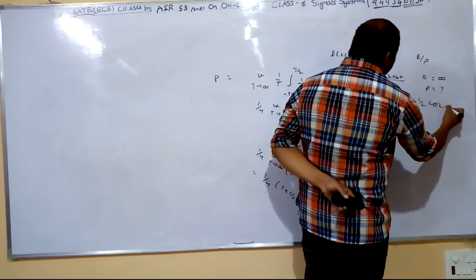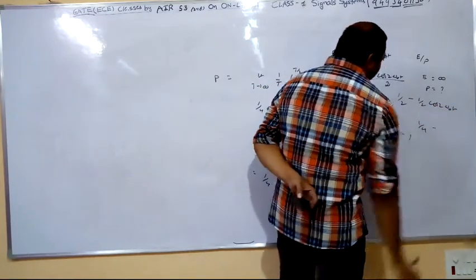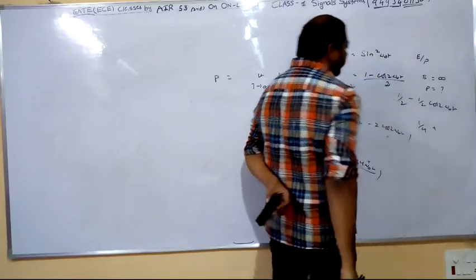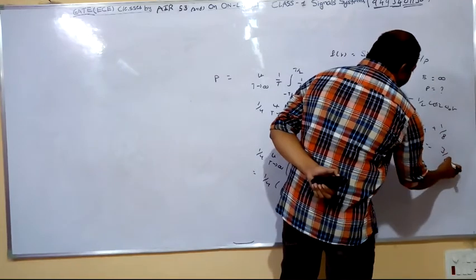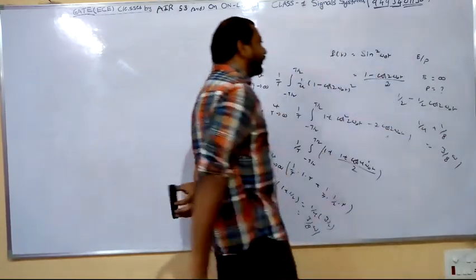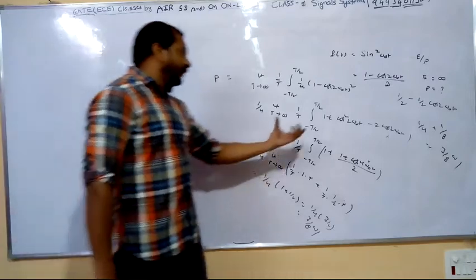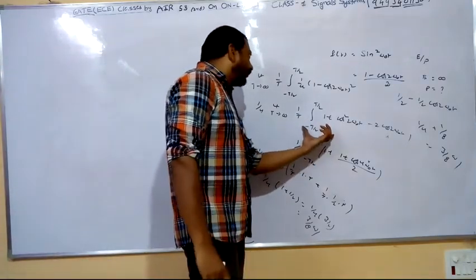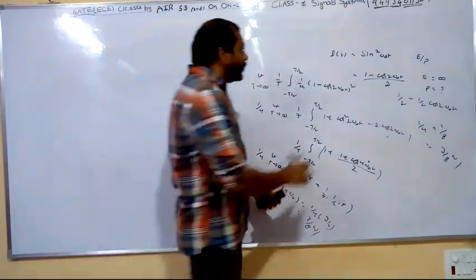If you want to calculate directly, this is equal to 1 by 2 minus 1 by 2 cos 2 omega naught t. Power is simply equal to 1 by 4 plus a square by 2 plus 1 by 4 plus a square by 2. This is equal to 1 by 8. Directly you can write this is equal to 3 by 8 watt. Like that also you can calculate the power of the signal. For explaining this concept, I considered this one.